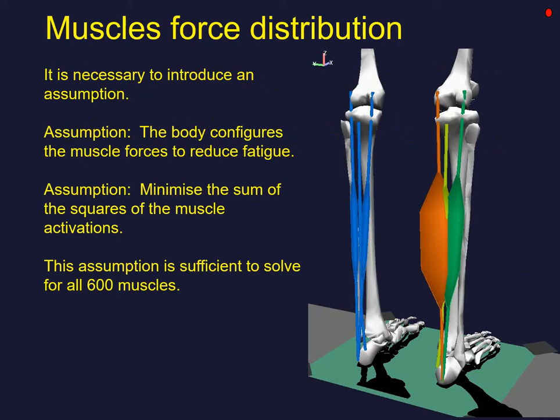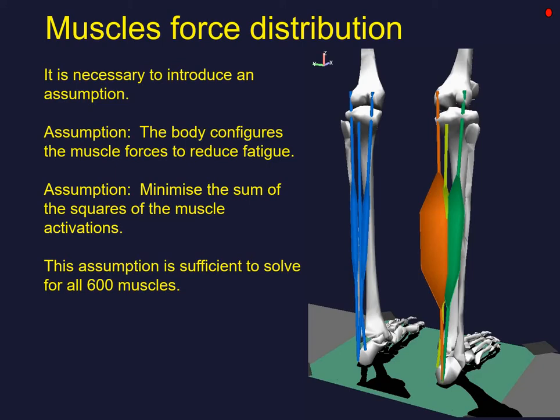Therefore, to solve for the forces in the muscles, we need to introduce certain assumptions. What we'll do is we'll assume that the body configures itself to try and reduce fatigue. It seems like a reasonable survival strategy. What this translates into is basically trying to turn off the muscles as much as possible, but while still generating the required torque that we calculated in inverse dynamics. Mathematically speaking, we can say that the sum of the activations of the muscles is going to be minimised.